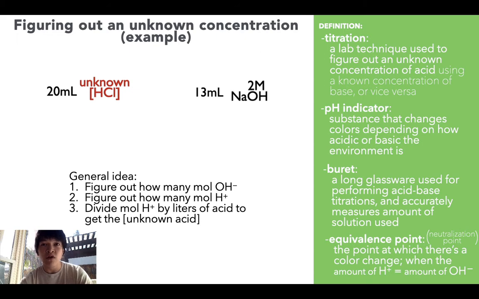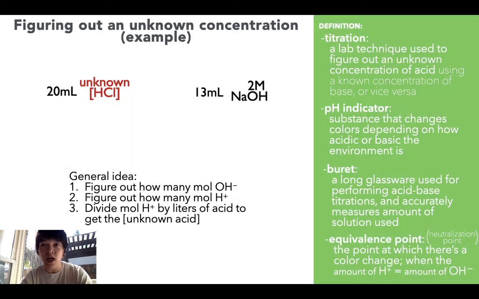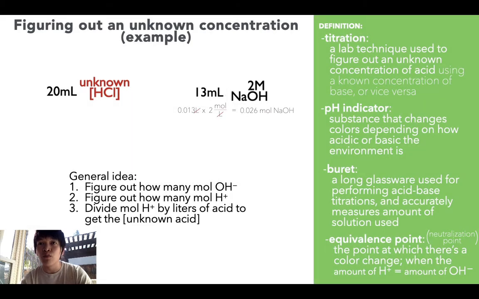Second, we figure out how many moles of hydrogen ions was in the unknown acid. And then third, we can divide the moles of hydrogen ions by the liters of the acid to get the unknown concentration of the acid. To figure out the first thing, the moles of hydroxide ions, you can multiply the liters of base by the molarity of the base, which gives us 0.026 moles of NaOH. If there's 0.026 moles of NaOH, then that means there's 0.026 moles of hydroxide ions.